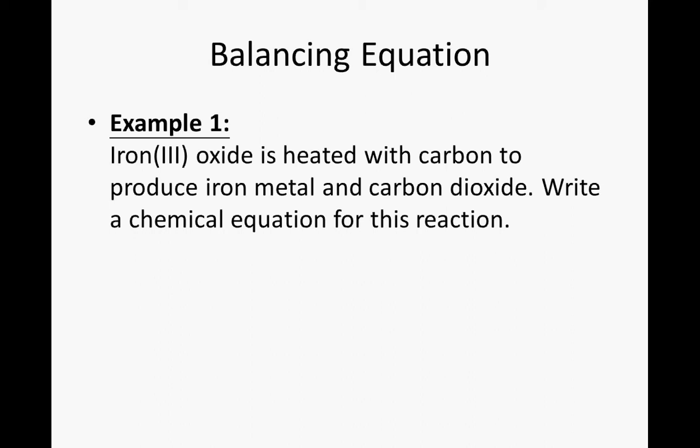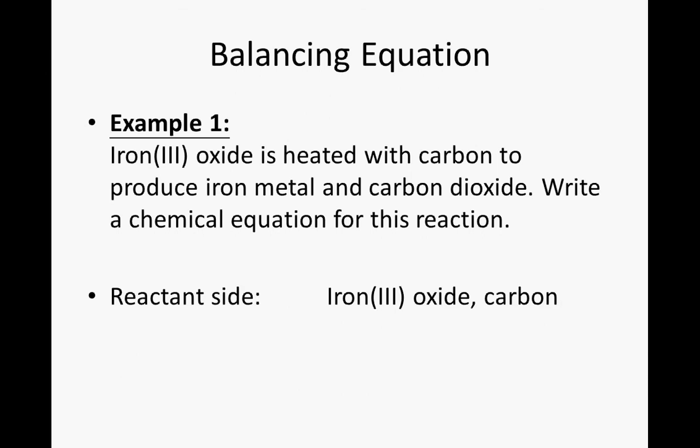Okay, so whenever you're doing a balancing equation question, if you're only given a question like this, but not an equation already, then you have to identify what the reactants and products are. Okay, so first step is the reactant side. There are what? Iron(III) oxide, carbon. For the product side, there is iron and carbon dioxide.